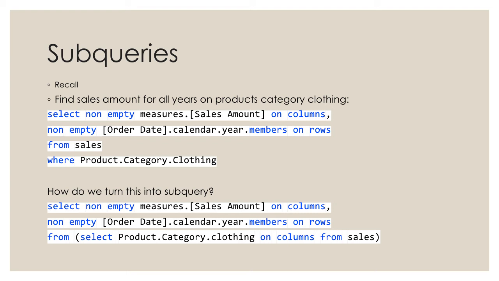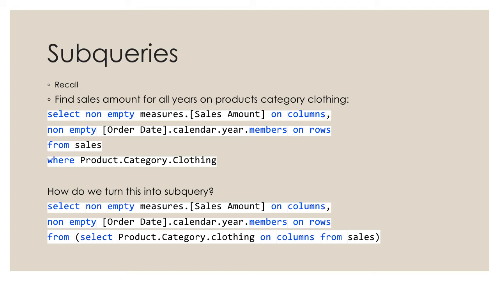It's basically the same thing on the first two lines, but for the second two lines, instead of slicing it where product category clothing, I said from select the product category clothing on columns from cells. Why did I use columns instead of rows? That's because SQL Server won't allow you to put something on the rows before you have already put something on the columns. That's the only reason.